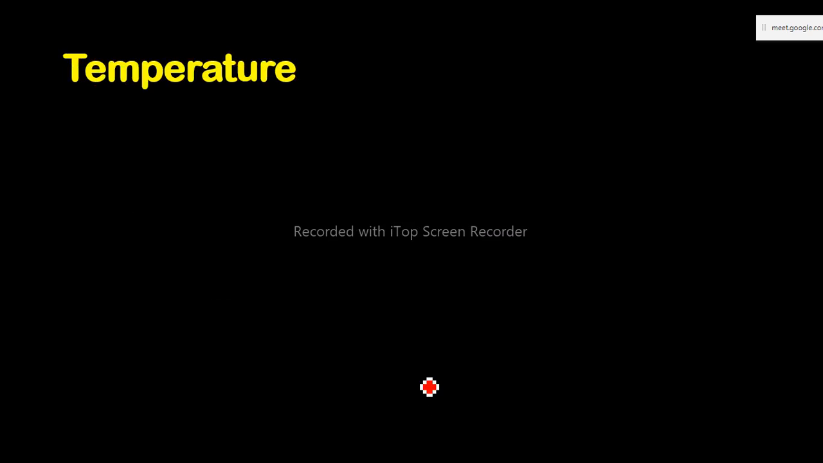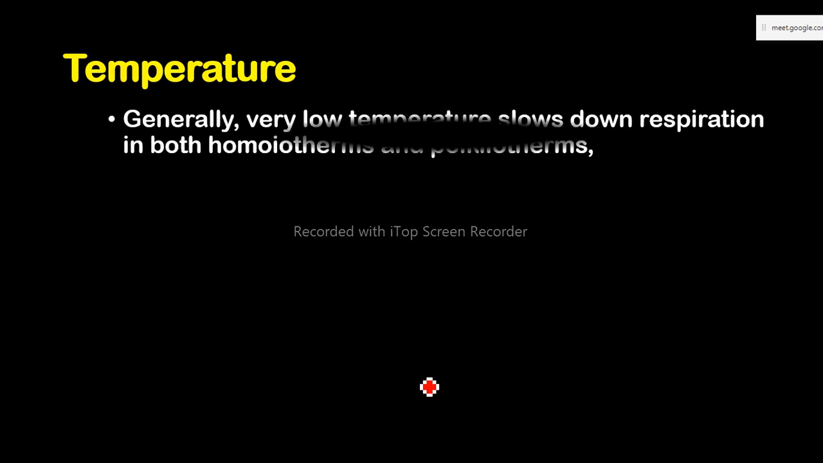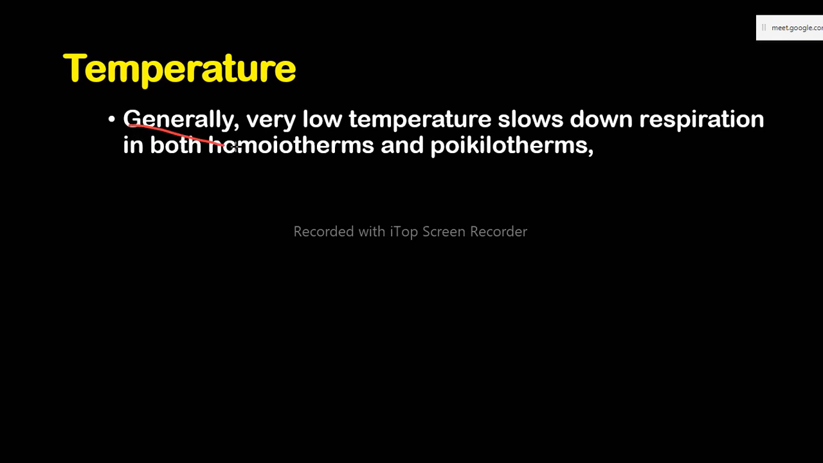Now, temperature: an increase in temperature increases the rate of respiration. Generally, very low temperature slows down the rate of respiration in both homoeotherms and poikilotherms, in both warm-blooded and cold-blooded organisms. That's what you are used to. If temperature is low, then the rate of respiration also becomes low. And this is just simple.